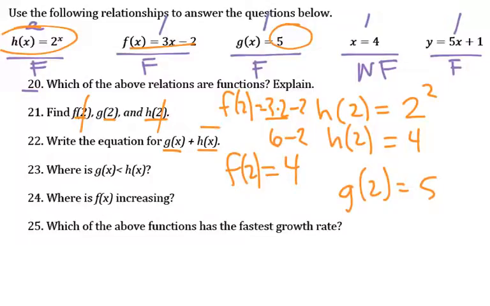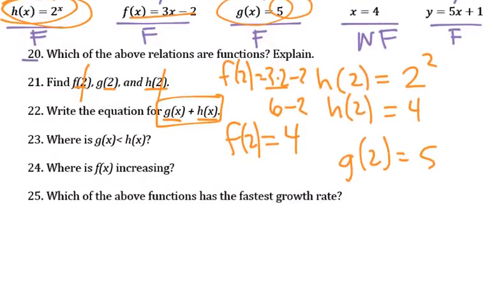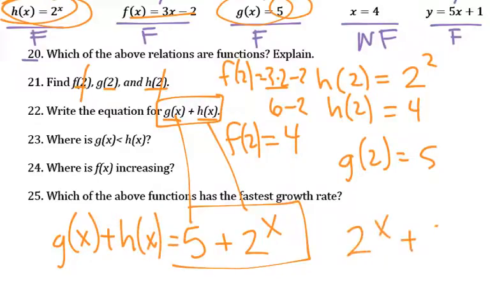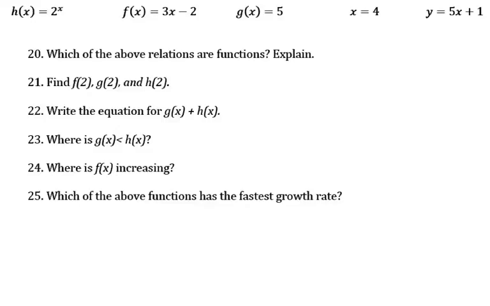Then write the equation for g of x plus h of x. Okay, so we need to combine these two functions. So g of x is 5 plus h of x is 2 to the x. Can I combine these at all? Nope. So that's g of x plus h of x right there. Or you could write it 2 to the x plus 5. Same thing.